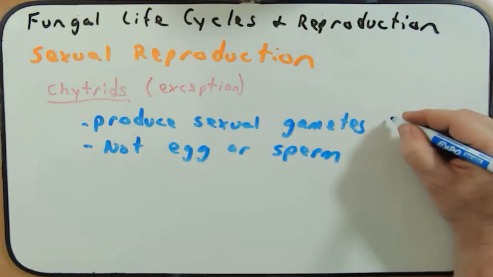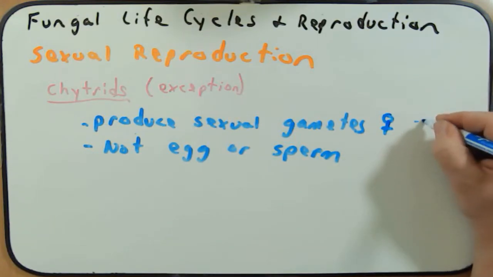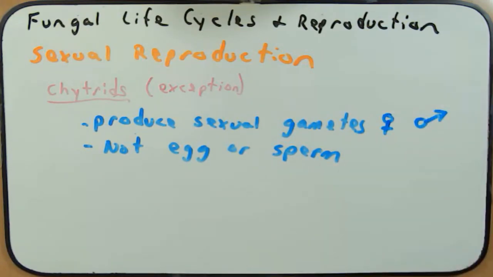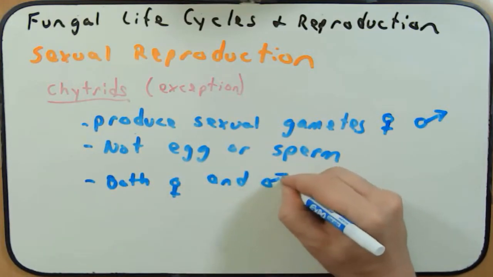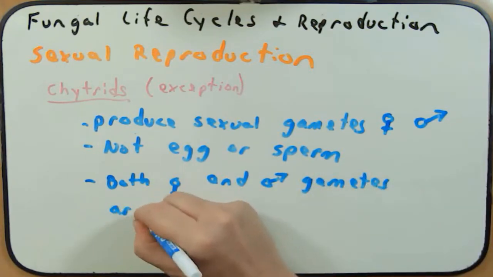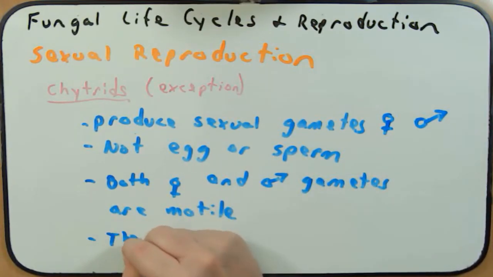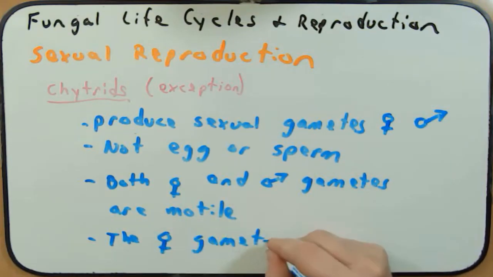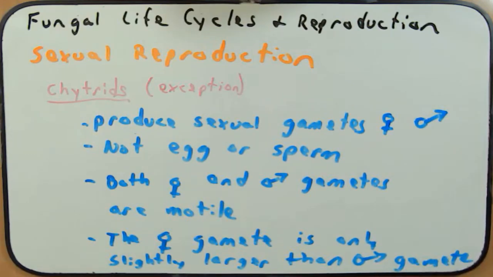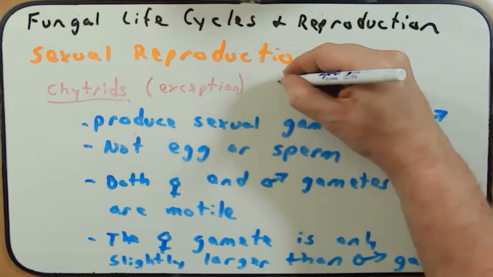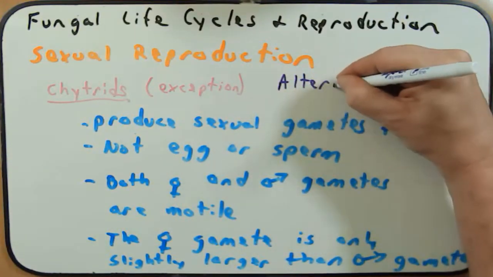It is true that the sexual gametes do have a female gamete and a male gamete, but they're not egg or sperm. A couple things set them apart from an egg and a sperm, and that is that both the female and male gametes are motile. Another difference is that the female gamete is only slightly larger than the male gamete. And I don't have room to mention it here, but Catrids are also the only fungal species that has an alternation of generation. So let me just write that up here.